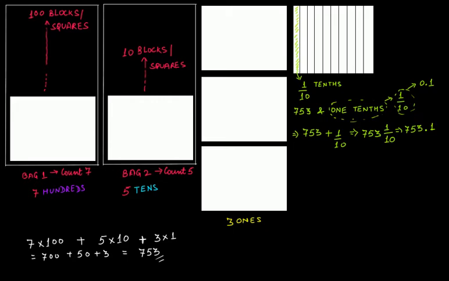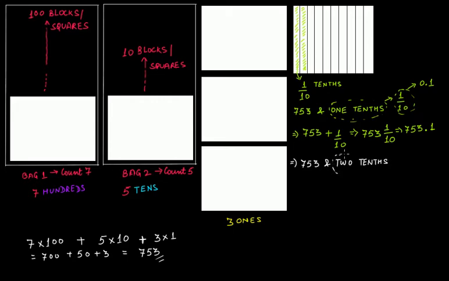Okay, what if this equal part and this part as well are also given to you? These two parts. Now, how many tenths do you have? You have now 2 tenths. So now the number will be 753 and 1/10, another 1/10. That means 2 tenths.